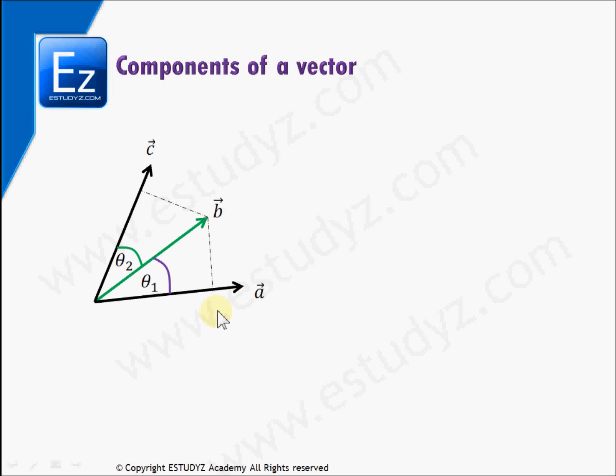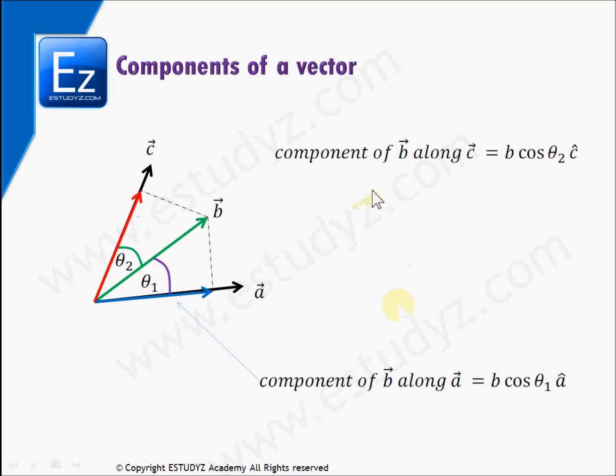Let us find components of a vector along two other given vectors. Now these two vectors a and c are given vectors, and we have to find the components of vector b along these two vectors. We have to notice that the angle between a and c is not necessarily equal to 90 degrees. So the component of b along a vector is b cos theta 1 along a roof, which provides that it is along a vector. Similarly, the component of b vector along c vector is b cos theta 2 along c roof.